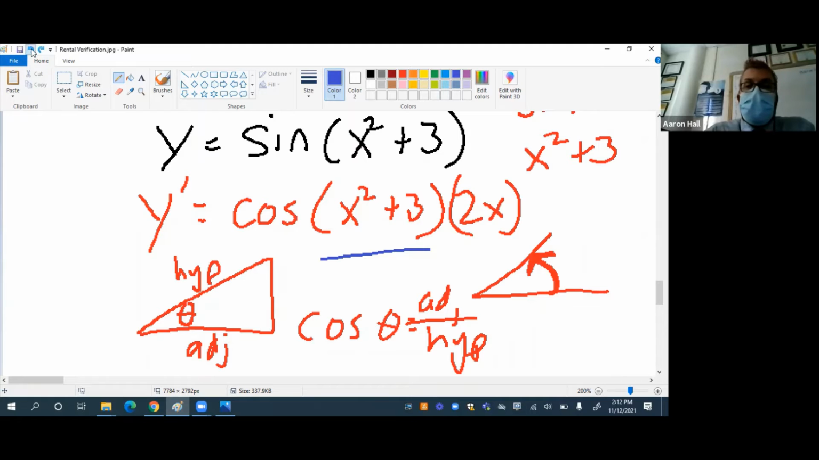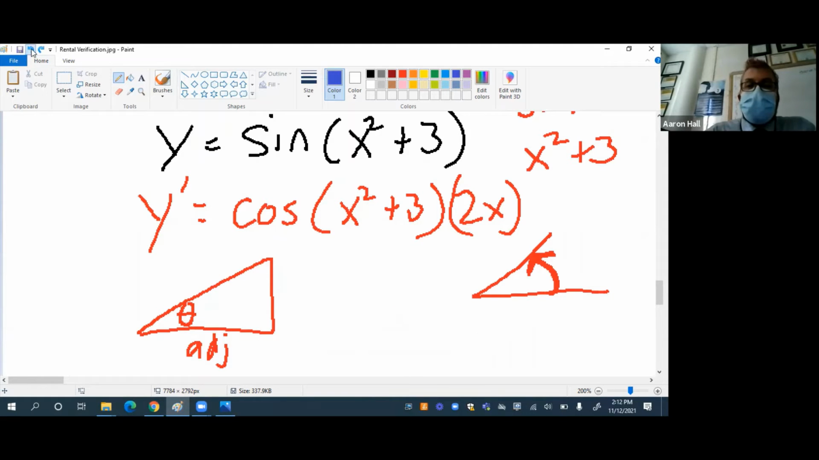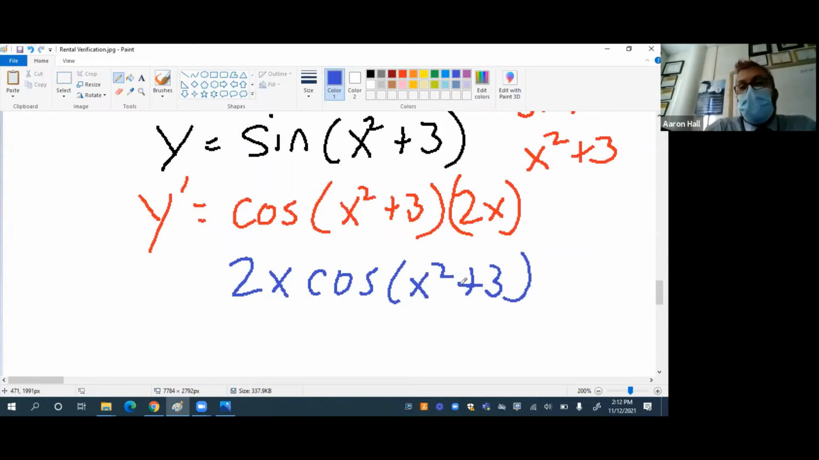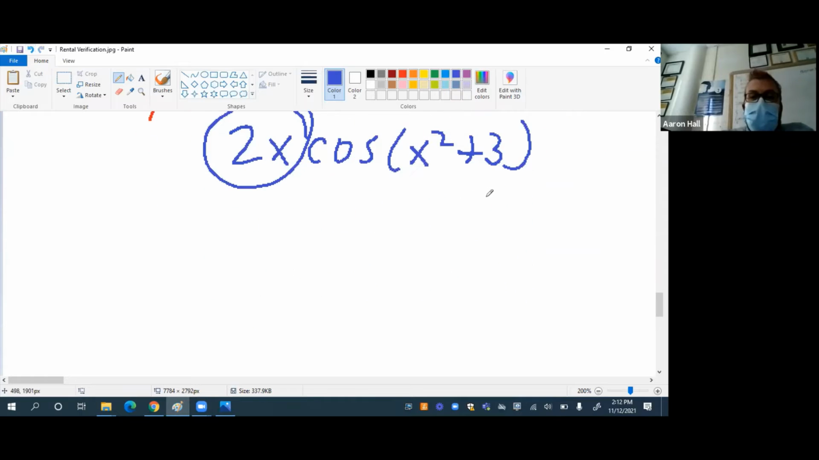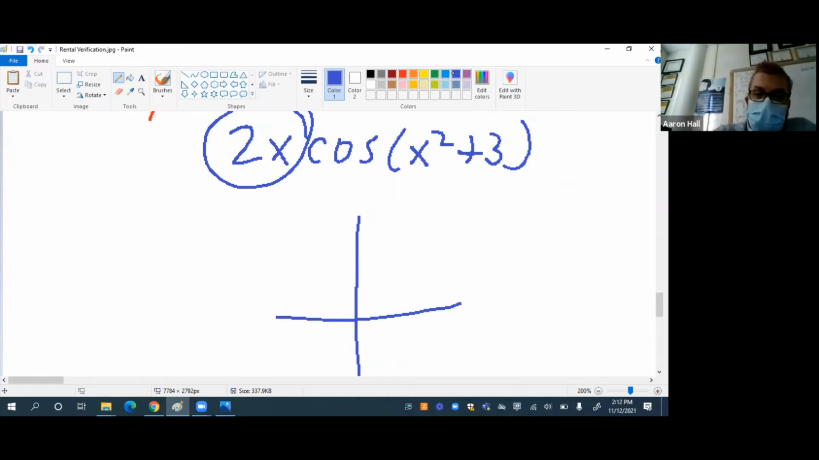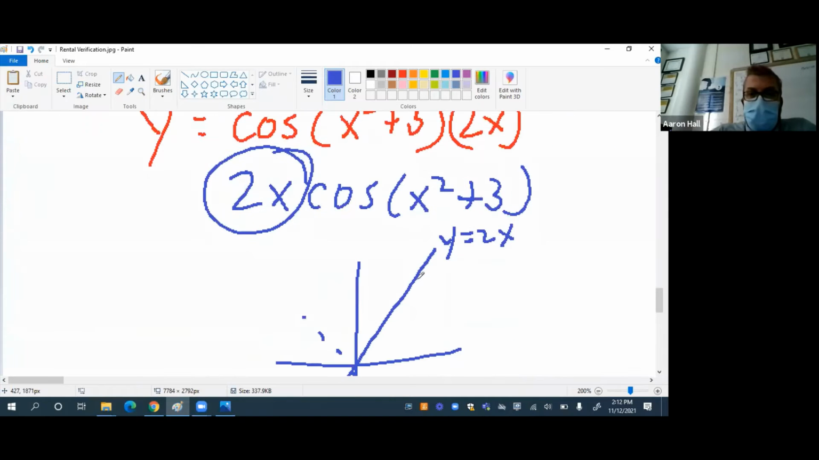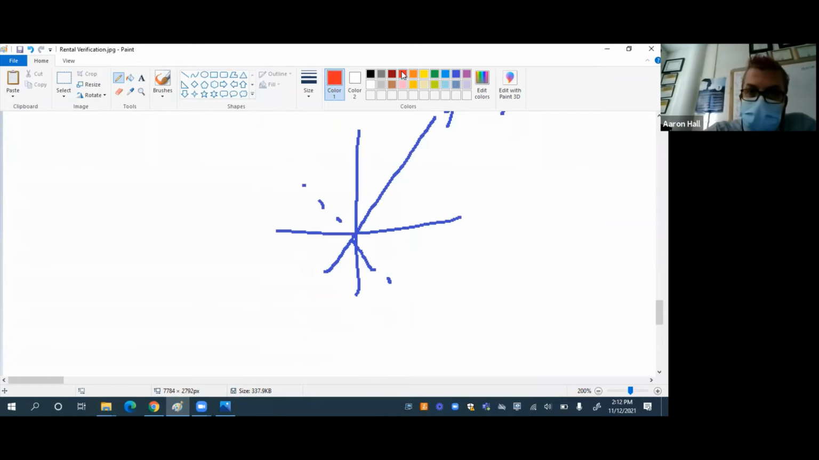These are different. In fact, a lot of times I would just stop here if it was free response, but if it was multiple choice, you would see it written like this: 2x times cosine of x squared plus 3. Which means that this is your amplitude. Which is sort of a cool idea that your amplitude is this line, y equals 2x. And then our graph, well, I'm not exactly sure off the top of my head. Let's go. The graph is going to look something like this.